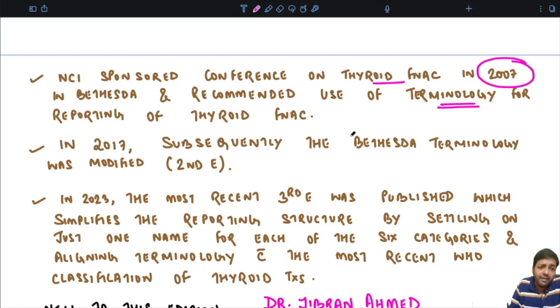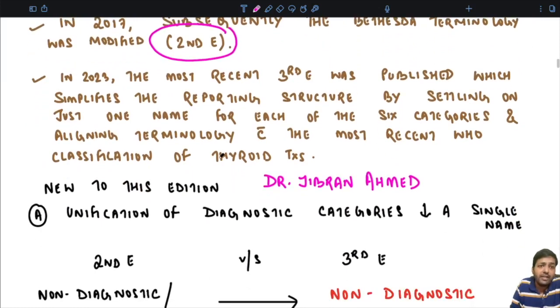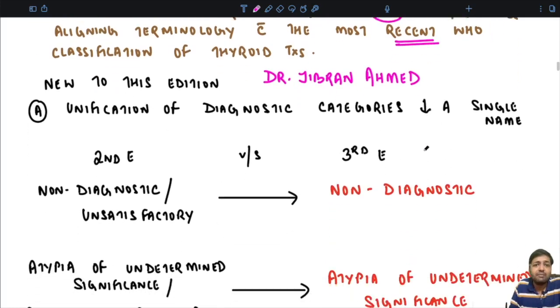In 2017, subsequently, the Bethesda terminology was further modified in the second edition. In 2023, actually in 2022 it came, and in 2023 it was published. So in 2023, the most recent third edition was published, which simplifies the reporting structure by settling on just one name for each of the 6 categories and aligning the terminology with the most recent WHO classification of the thyroid tumor.